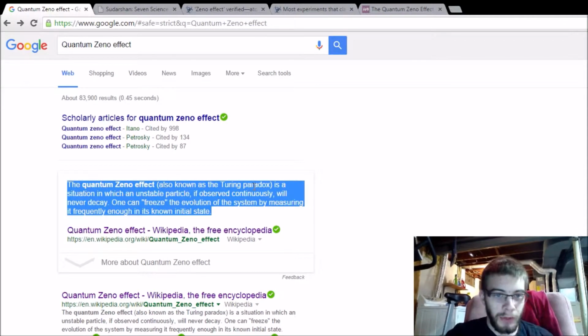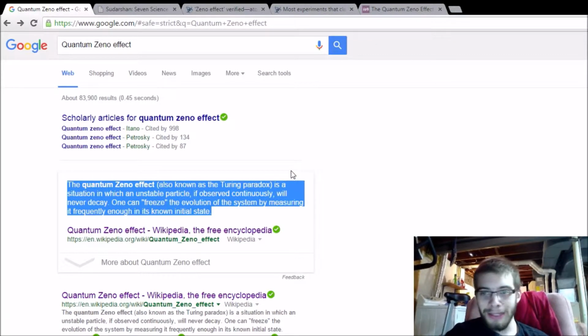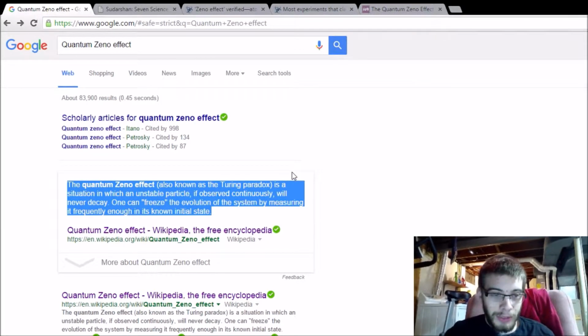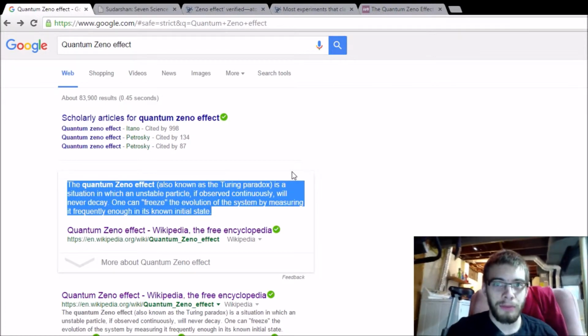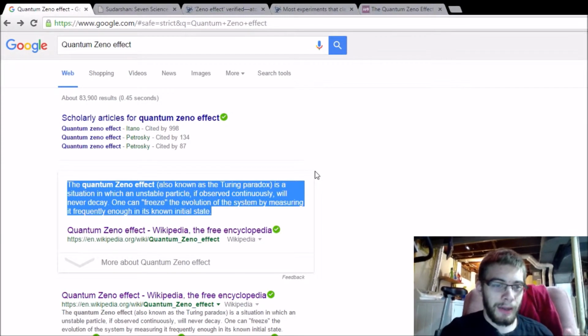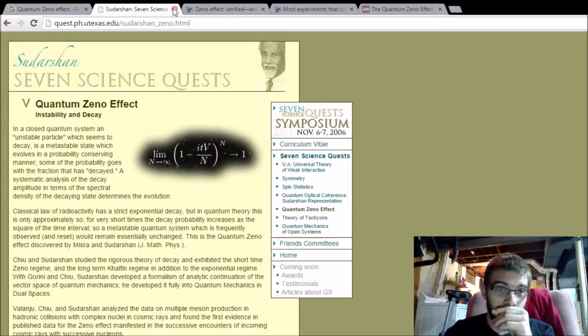So the quantum Zeno effect, also known as the Turing paradox, is a situation in which an unstable particle, if observed continuously, will never decay. One can freeze the evolution of the system by measuring it frequently enough in its known initial state. I know this seems ridiculous, but it seemed quite interesting and very fascinating, something that no one would really expect. It seems counterintuitive that by observing a particle you can freeze it and it will never decay, like an unstable particle. It just seems crazy to me, but let's learn more about it.